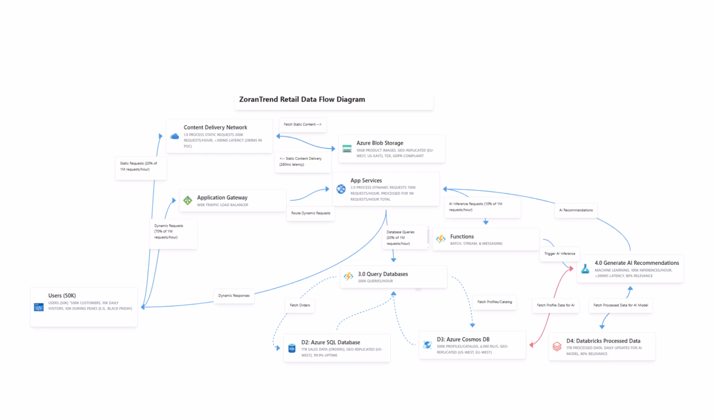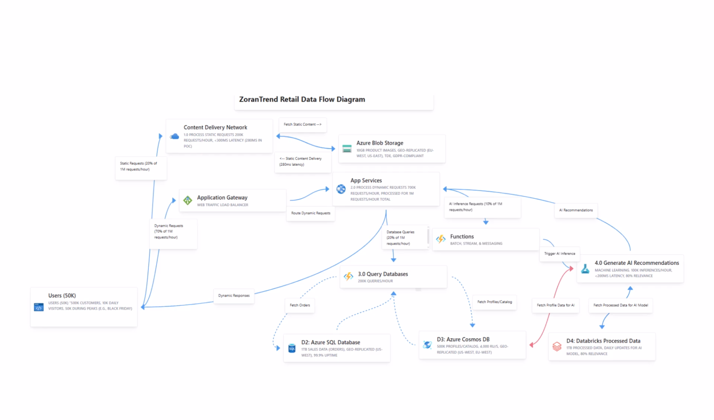This diagram illustrates how our system handles 1 million requests per hour for our 500,000 customers, ensuring we meet our goals of 99.9% uptime, application latency under 300 milliseconds, AI-driven recommendation in under 200 milliseconds, and GDPR compliance, all while optimizing costs. Let's dive into the flow, starting with our users.